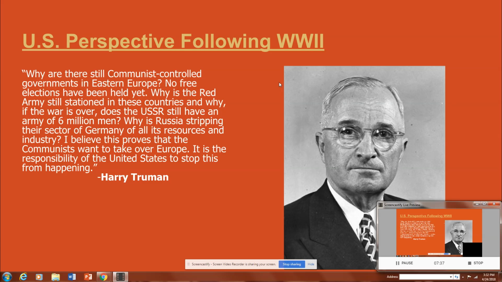Harry Truman took over for FDR from World War II. He is the U.S. president. This is the U.S. perspective following World War II. And his policies are going to be the policies of containment too. So how are we going to work to stop the spread of communism in Europe? And a lot of the actions that he does as president all revolve around that.